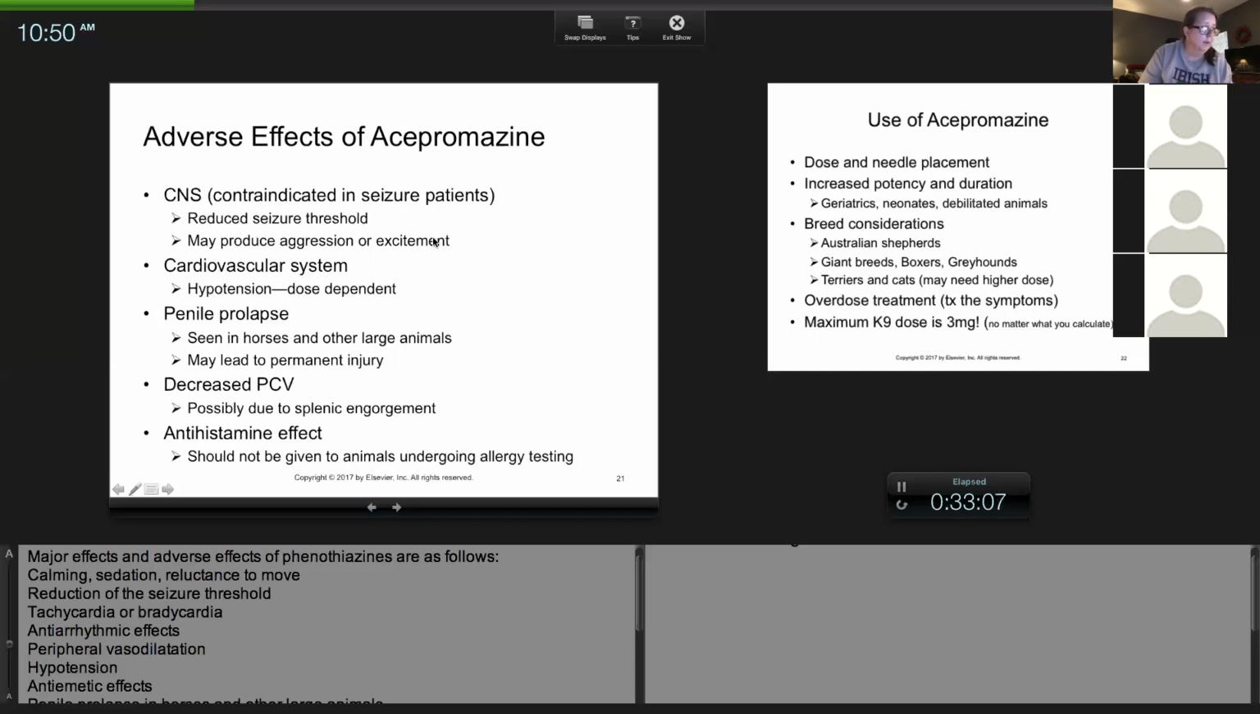I want to bring this up. It may cause aggression or excitement, actually. Now, I worry about aggression, and I think of it this way, and this is how I explain it to students, and I caution clients. It lowers their bite inhibition. It takes away inhibition, but it's like a sedative.